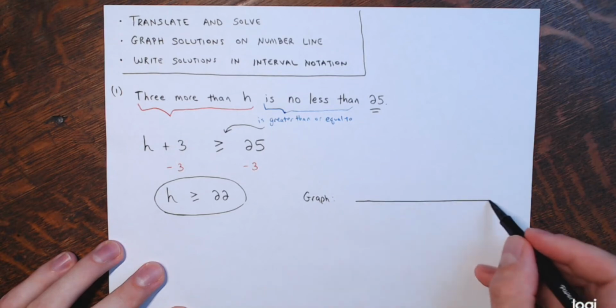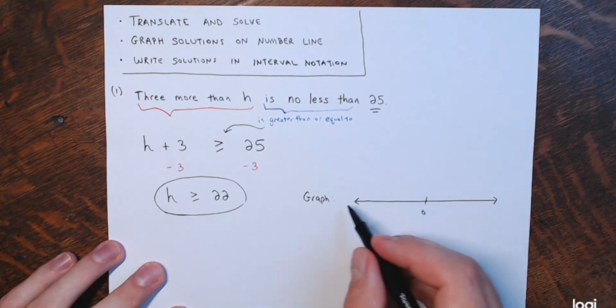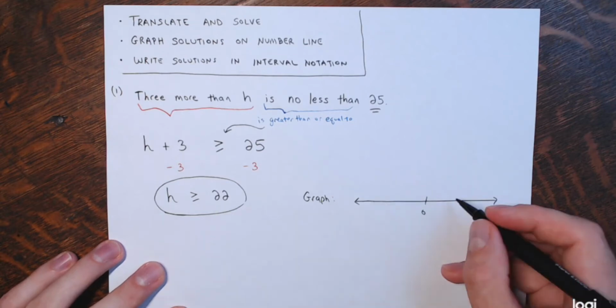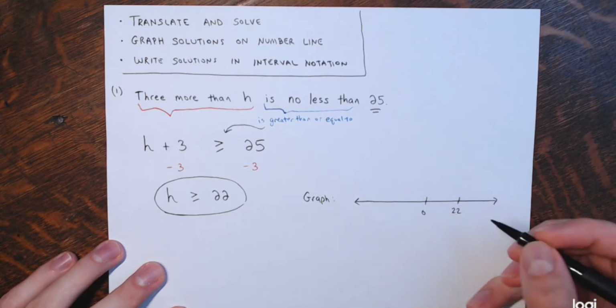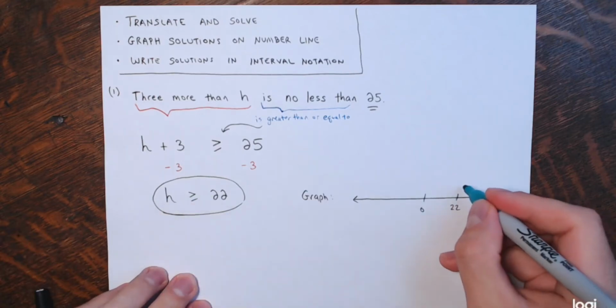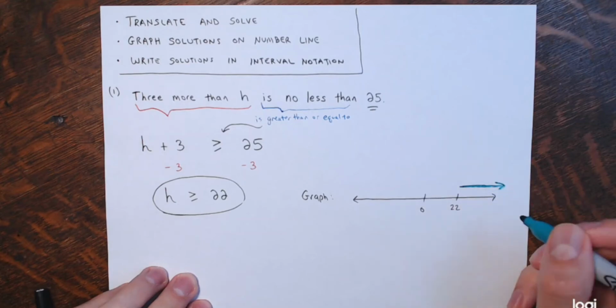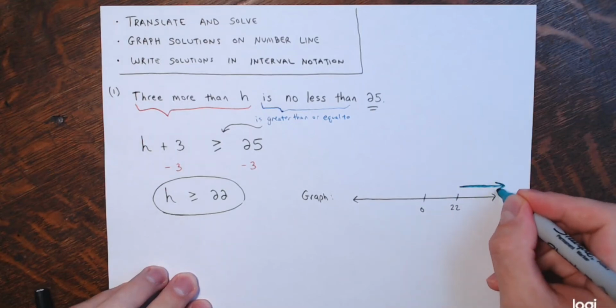So there's a number line. Remember, we got 0 somewhere, and then positives to the right, negatives to the left. Positive 22 would be somewhere to the right of 0. And I'm marking off all the numbers greater than 22, right? So to the right of 22, right? 23, 24, 25, etc. So I marked that off with a little arrow to the right here.